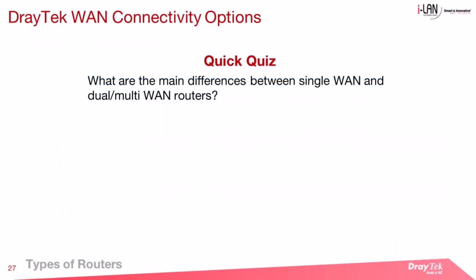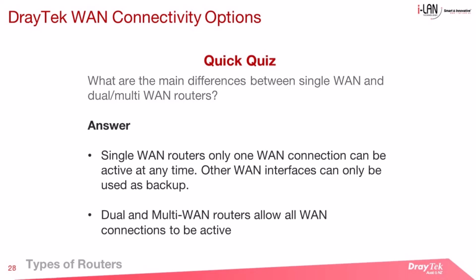So yeah, we've just covered this quiz question. What's the main difference between single WAN and multi-WAN? And you answered it already, that single WAN, only one can be active at a time, and the dual or multi-WAN routers allow all WAN connections to be active, except for the 2962, which is any two.